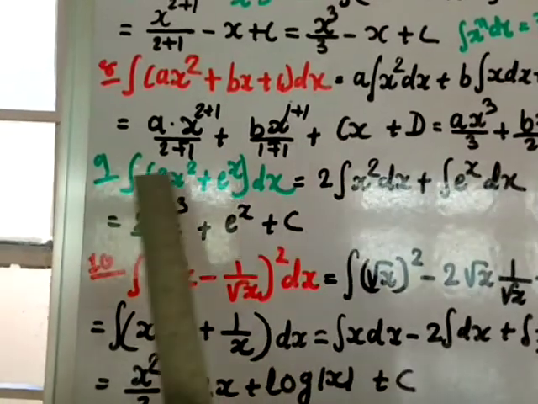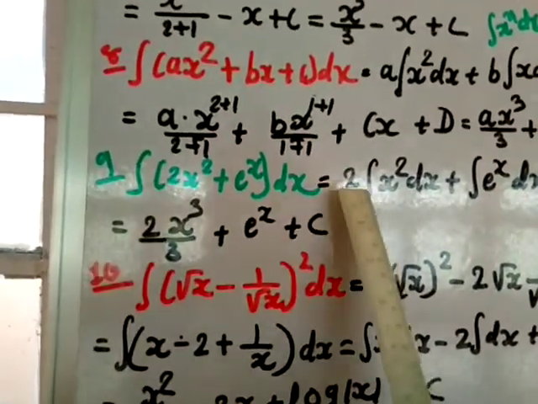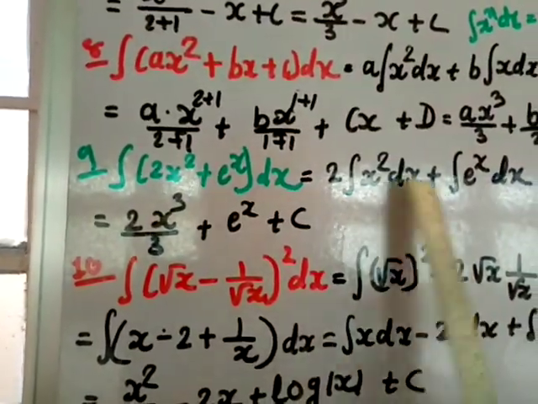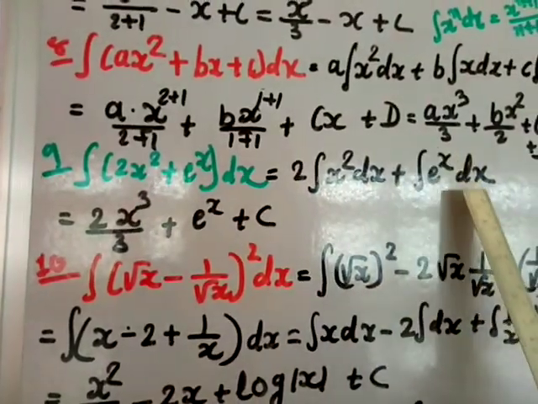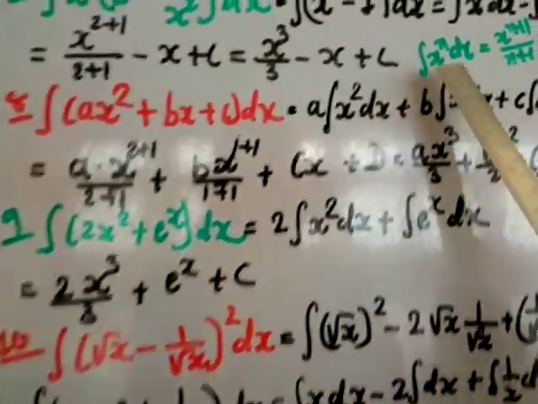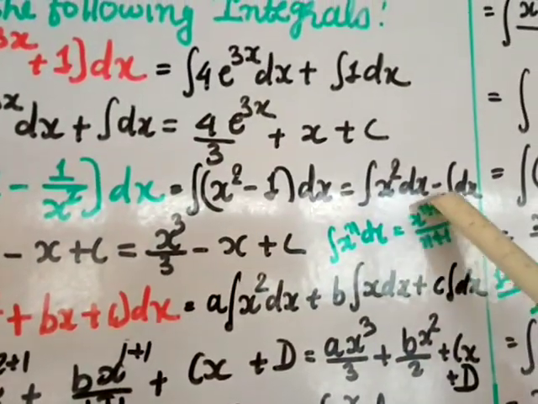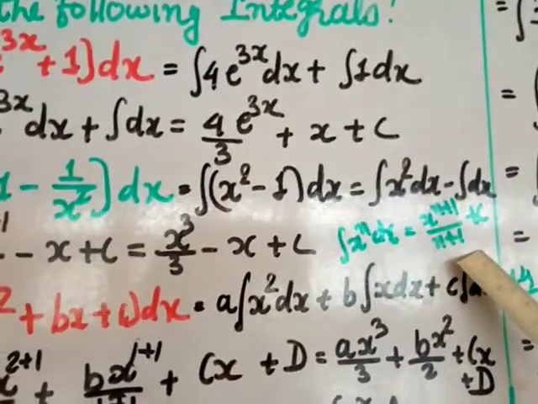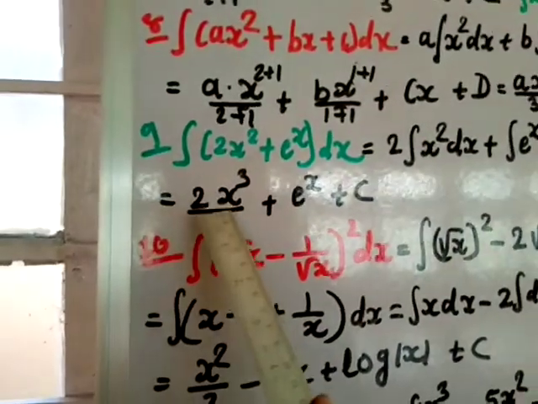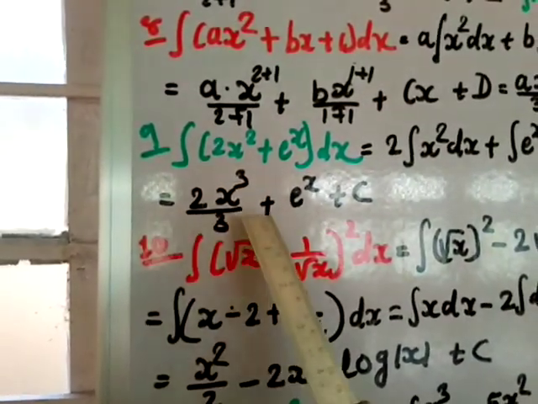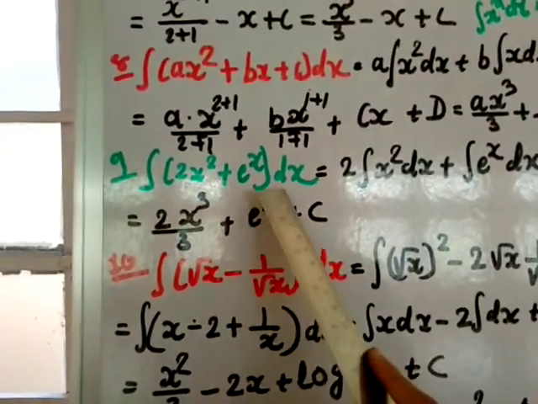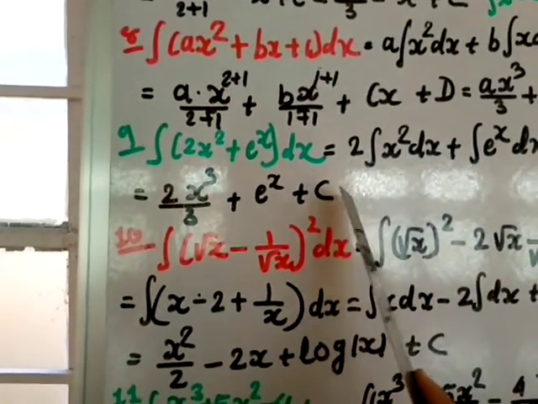Integrate both the terms: 2 into integral x² dx plus integral e^x dx. Okay, for x², again I will use the same formula. Here n equals 2, so x^(2+1) divided by 2+1. I am directly writing 2 x^(2+1), meaning 3, divided by 3, plus the integral of e^x, which is e^x, plus the constant of integration c.